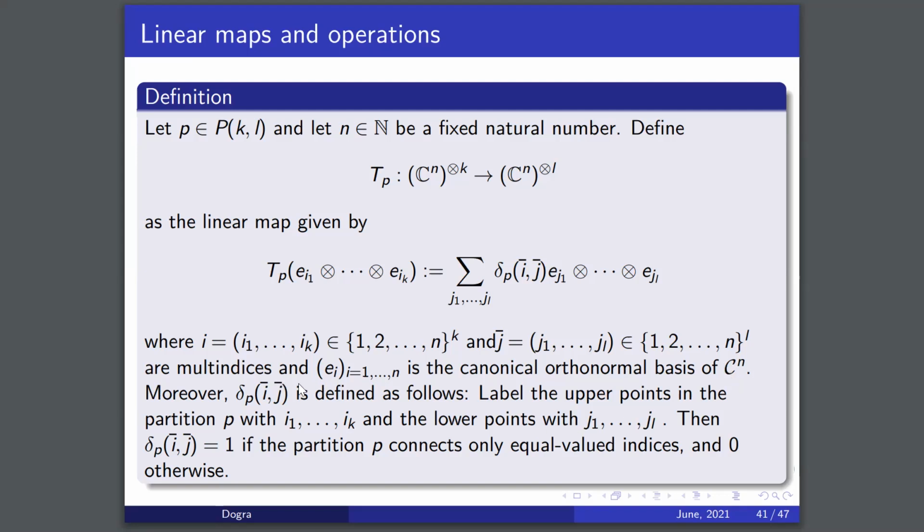And again, their delta is also defined as follows. So if we label the upper points in the partition P with the indices i's, and the lower points with j's, then the value of delta on the indices is 1 if the partition connects only the equal valued indices, where the indices are given by i's and j's, and otherwise it's 0. So that is the delta function on i's and j's and the partitions.